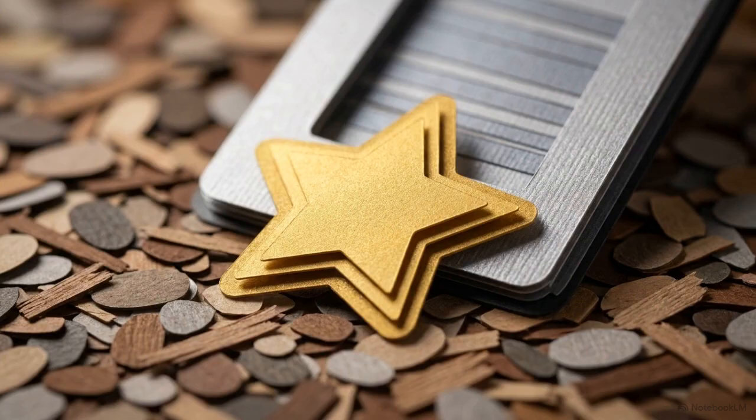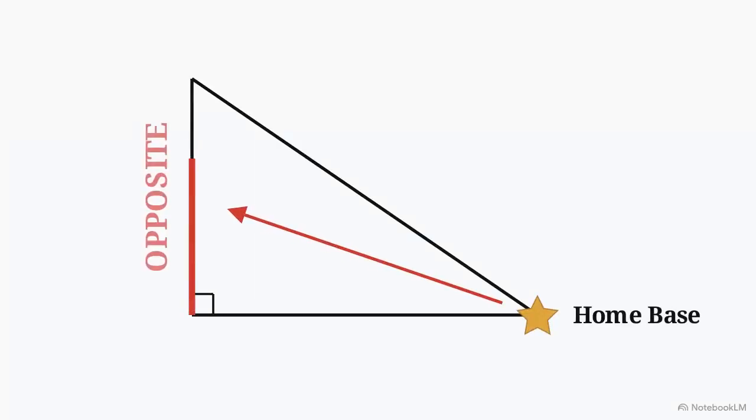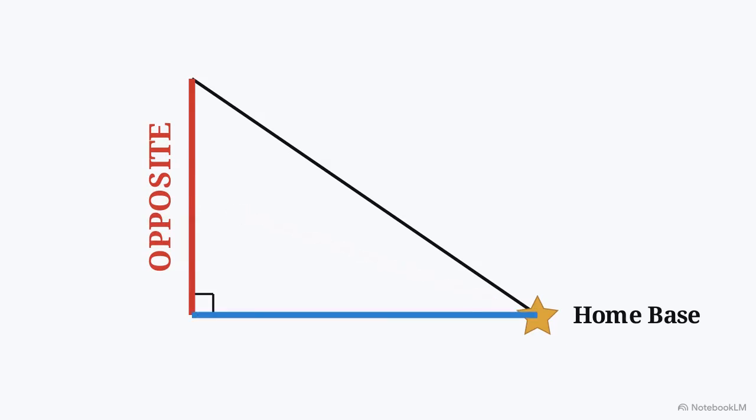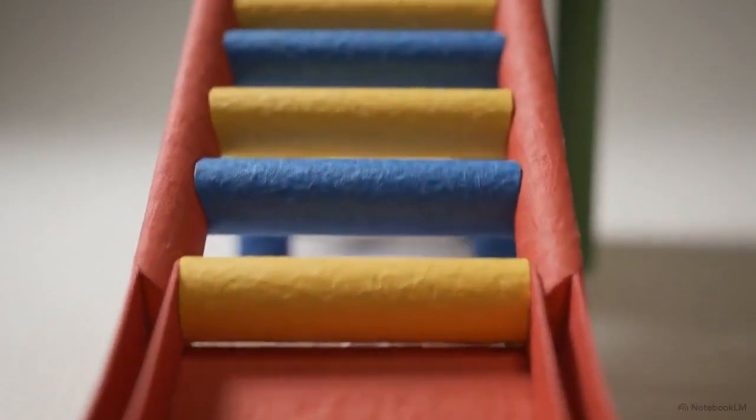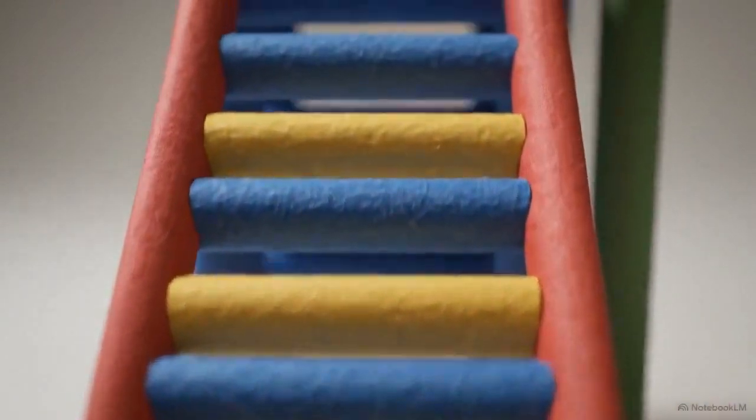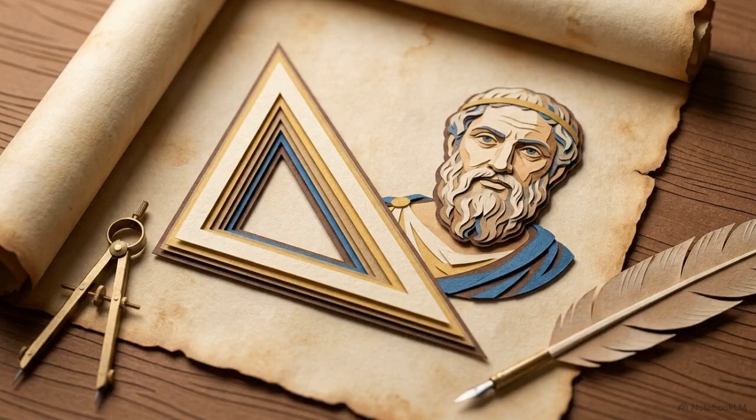Now let's go back to our home base at the bottom of the slide to find the other two sides. Looking straight across the triangle from home base, you'll find the ladder. Because it's across from us, we call this the opposite side. Then there's the ground. Since it's right next to home base, we call it the adjacent side. These names, opposite and adjacent, simply describe where the sides are located in relation to where we are standing at home base.